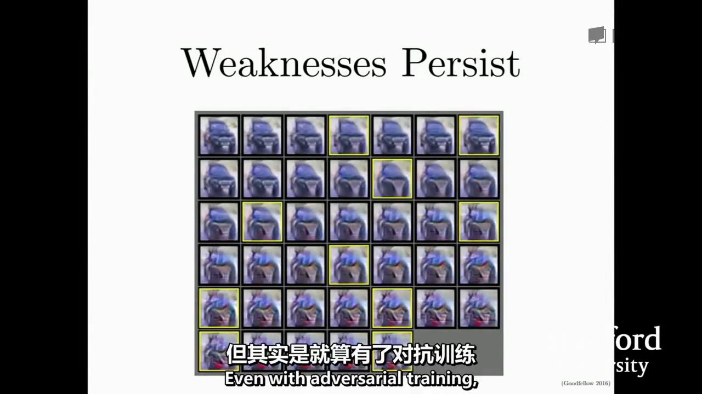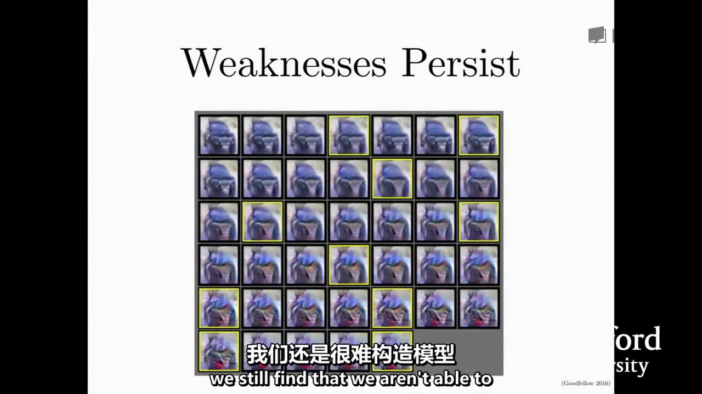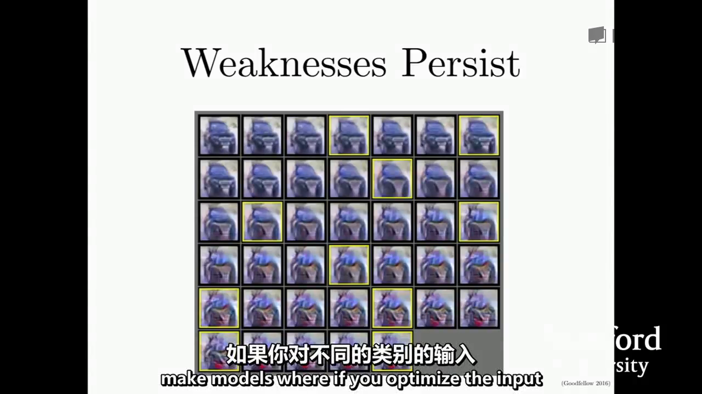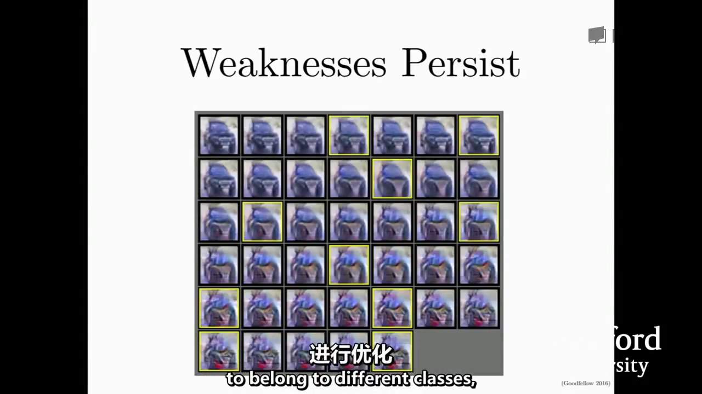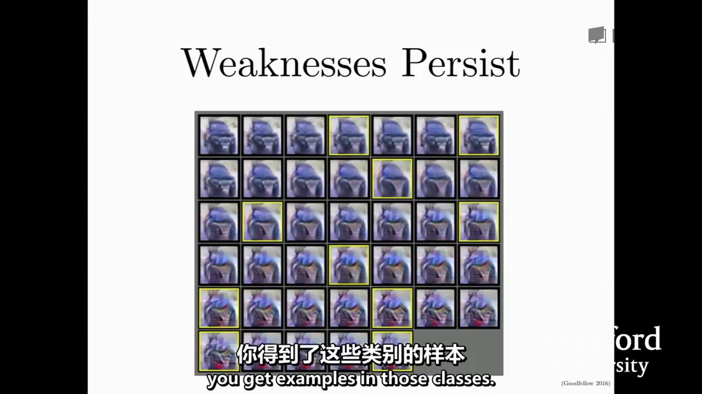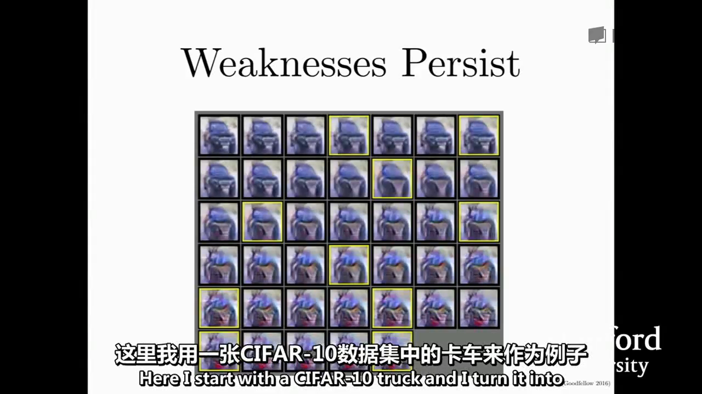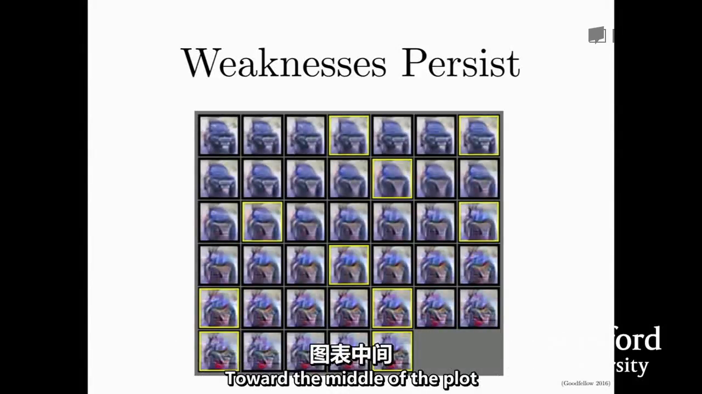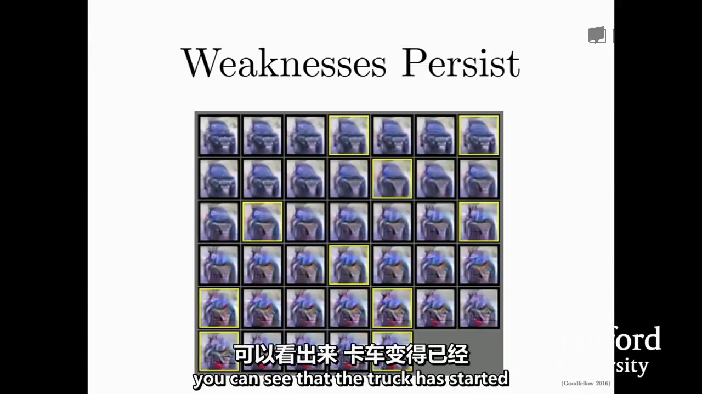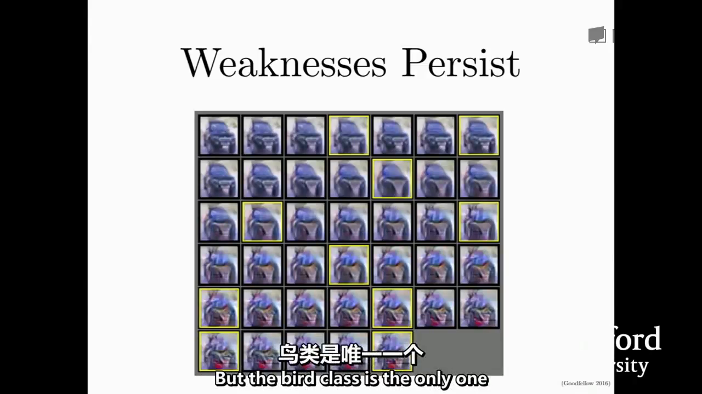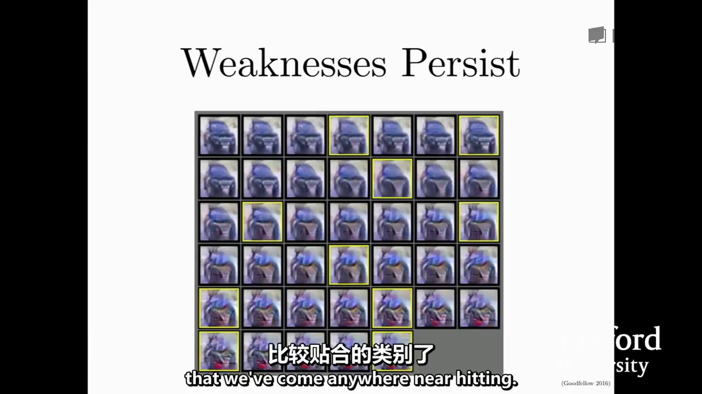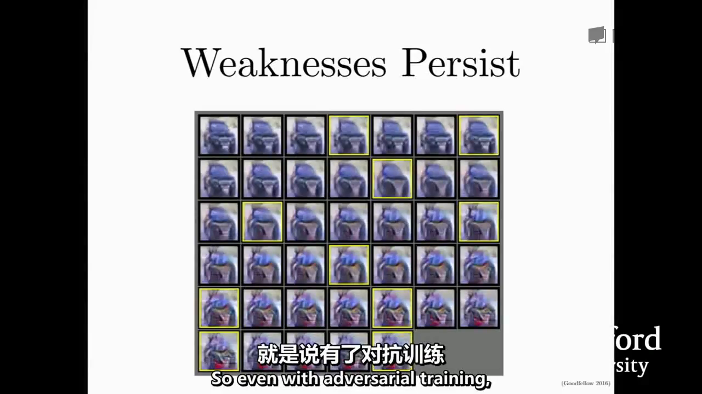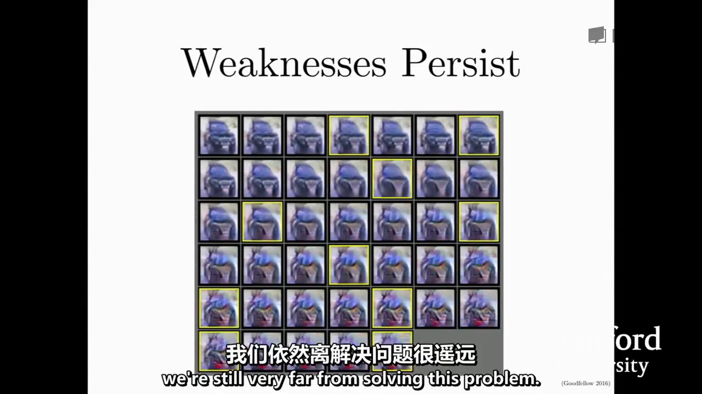Even with adversarial training, we still find that we aren't able to make models where if you optimize the input to belong to different classes, you get examples of those classes. Here I start out with a CIFAR-10 truck, and I turn it into each of the 10 different CIFAR-10 classes. Toward the middle of the plot, you can see the truck has started to look a little bit like a bird. But the bird class is the only one that we've come anywhere near hitting. So even with adversarial training, we're still very far from solving this problem.